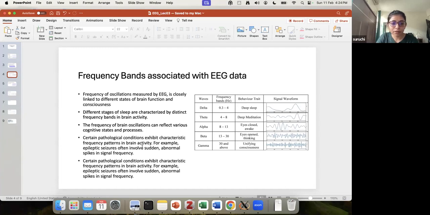Then some pathological conditions also change your frequency. So for example, epilepsy changes your frequency. So there could be abnormal spikes in frequency. So that's why EEG is helpful the way it is. It tells you the state of consciousness. It tells you which sleep stage you're on. It helps you to diagnose certain kinds of ailments. And then it can also tell you some changes in cognitive tasks. So if you're doing a certain task versus another, you can go into more gamma or more delta or more theta, whatever, right? So it is a very important concept.